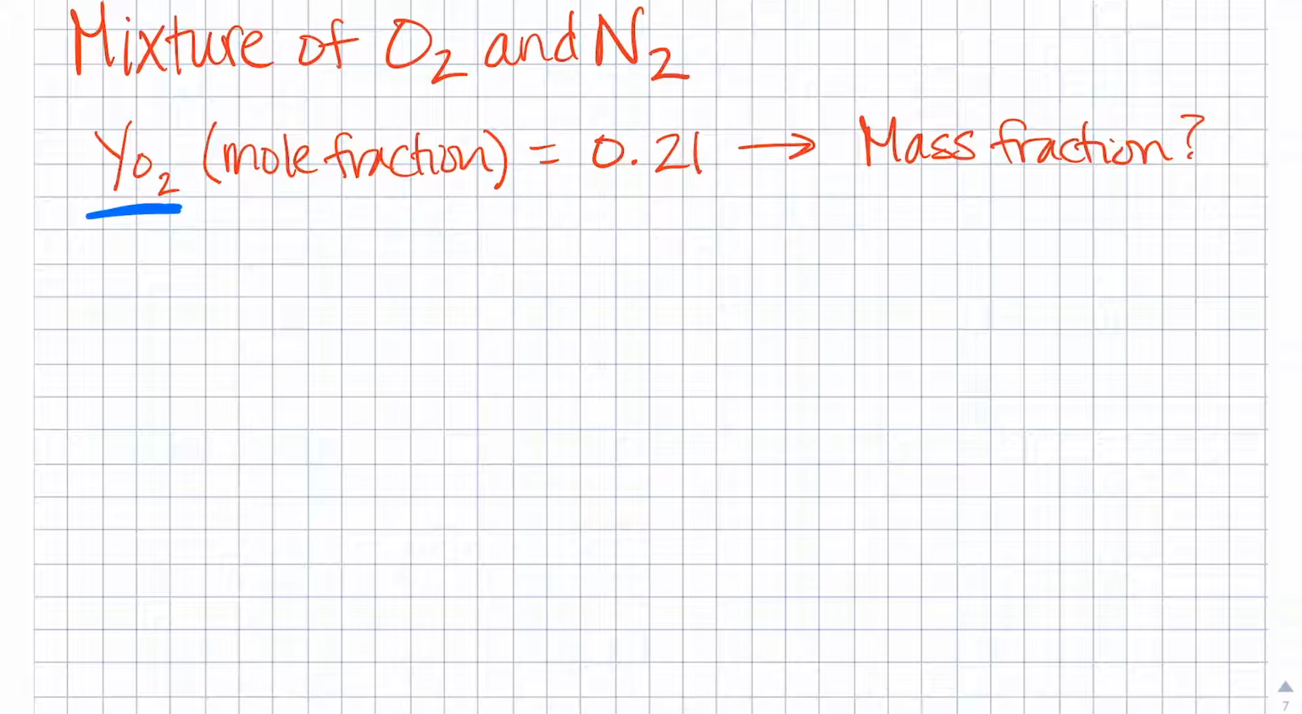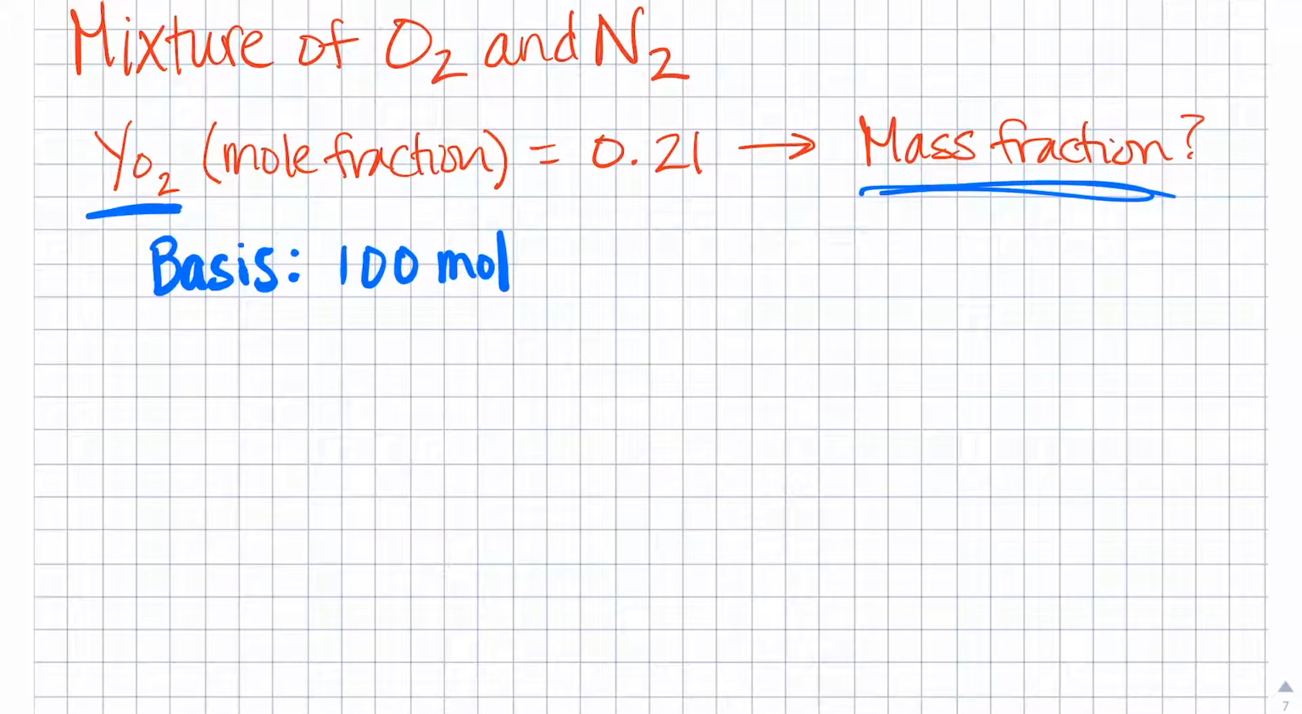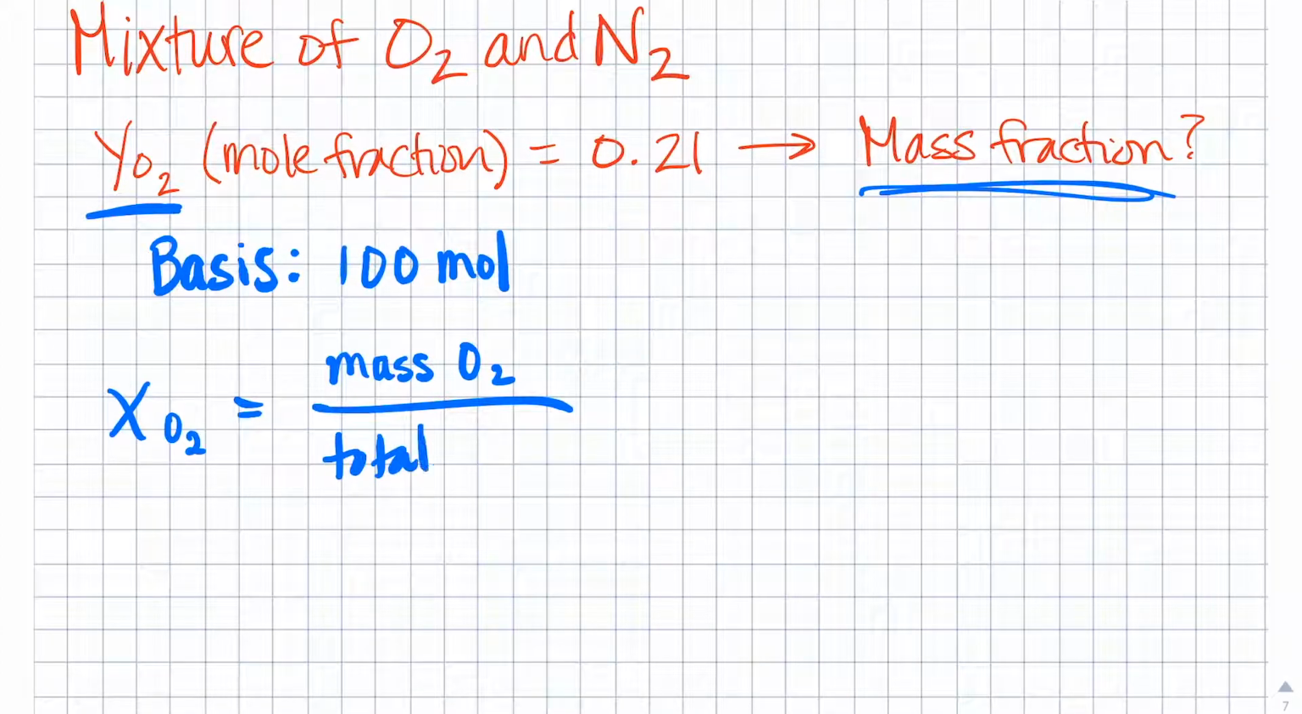This can get a little confusing, but it's actually very simple. So what we do is we say, all right, let's assume a basis. Let's say I have 100 moles of this mixture of O2 and N2. Well, let's go to the definition of, we want a mass fraction, right? So let's go to the definition of that mass fraction. It's going to be the mass fraction of O2. I'll denote it with an x this time. And I know that's going to be the mass of O2 in a mixture over the total mass of the mixture.